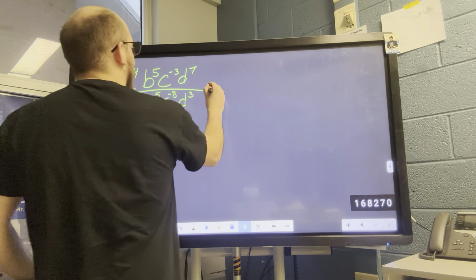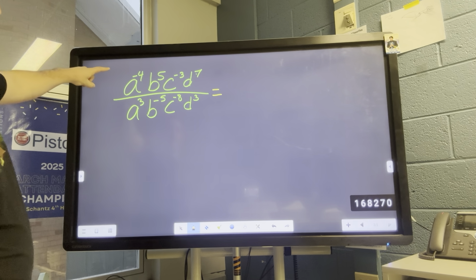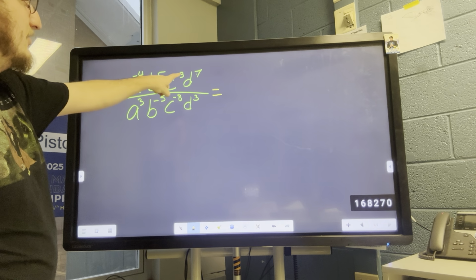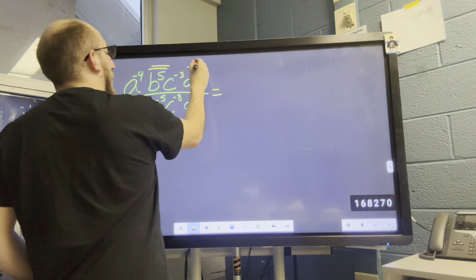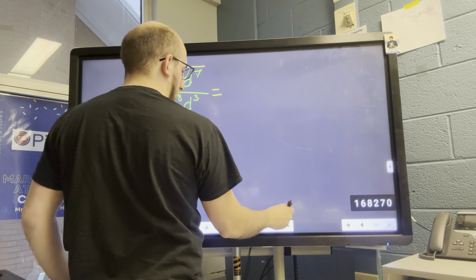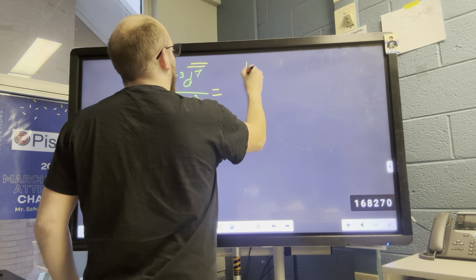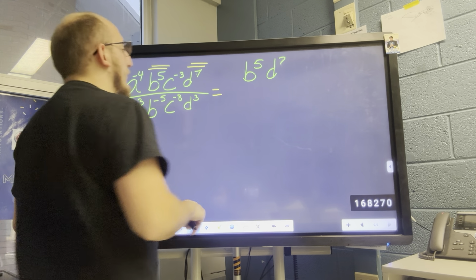So I'm going to rewrite this. The ones that stay in the same spot: the 5 up top stays in the same spot, the d stays in the same spot. So these guys are going to stay up top. Actually, since they're staying, I'll keep them in green. b to the 5 stays. d to the 7 stays. Perfect.